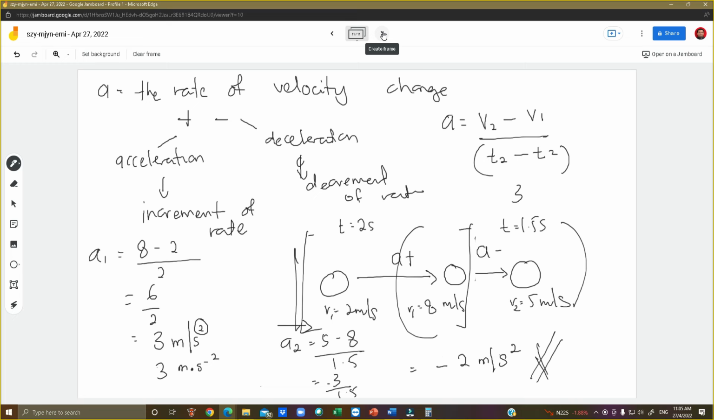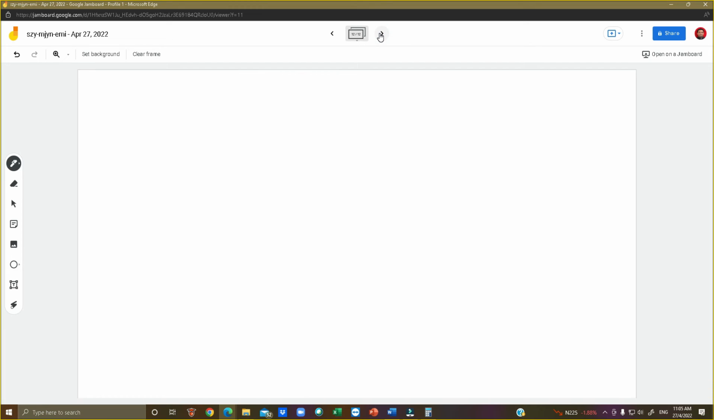Kawan dia sekarang ada banyak. Okay, kawan dia ada banyak. Sekejap. Kita ambil yang asas dulu and then only we go to the derivation of it. Okay. So we go to angular acceleration.